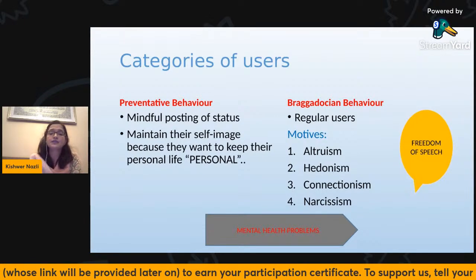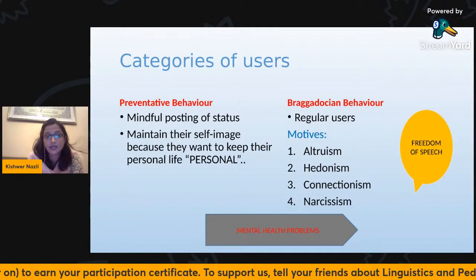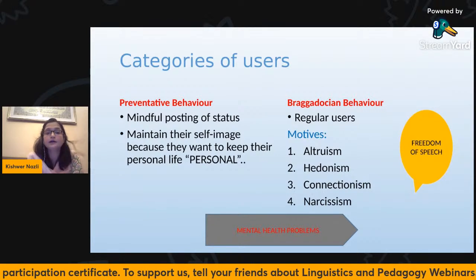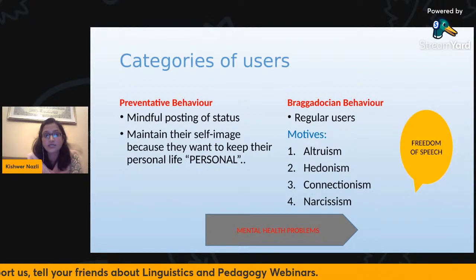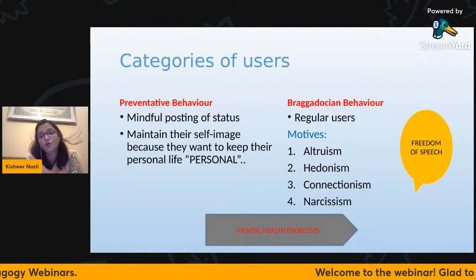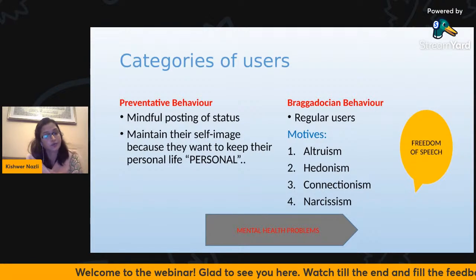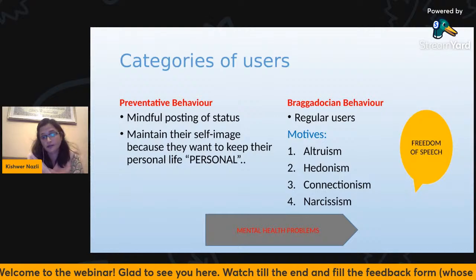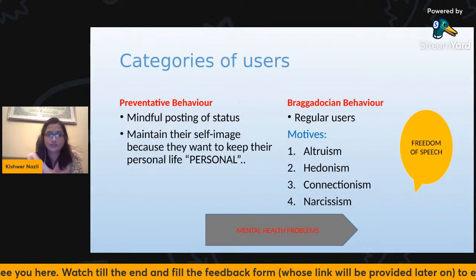And sometimes it creates mental health problems. Why? Because of the fake identity, because of the need for good compliments, good likes, good emoticons. And if sometimes we do not get these compliments or comments or emojis which we expect, mental health problems arise, which is somehow dangerous too.